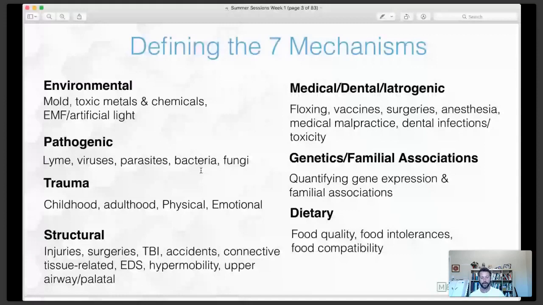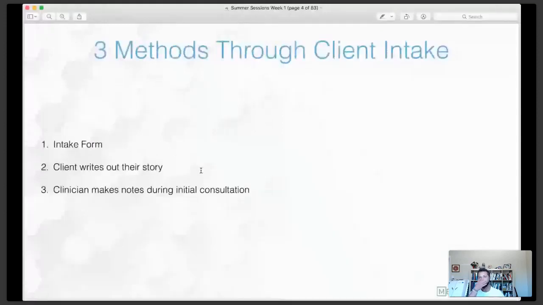And so there's basically 3 different mechanisms, 3 different methods that we can use to do that. So number 1, we can use an intake form. If you go into the chat and you click the new client survey, I believe is the PDF, you're free to use that. I created that. This is what I use in my practice with my clients.